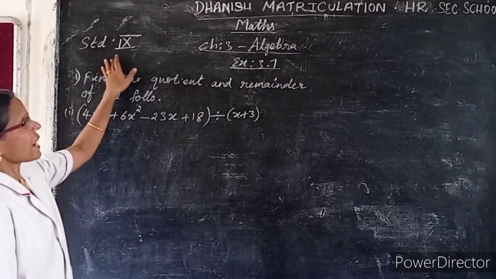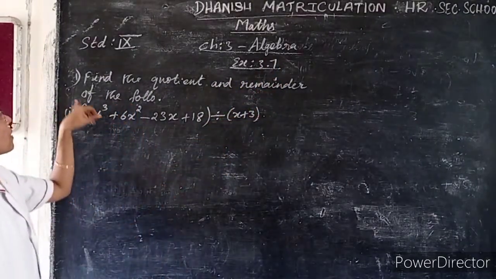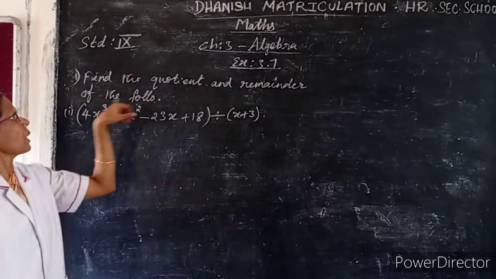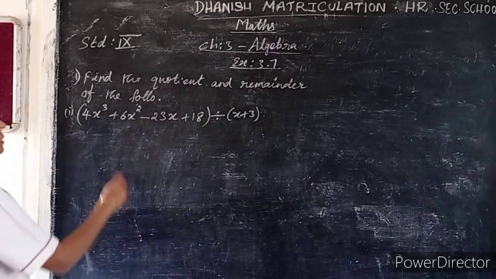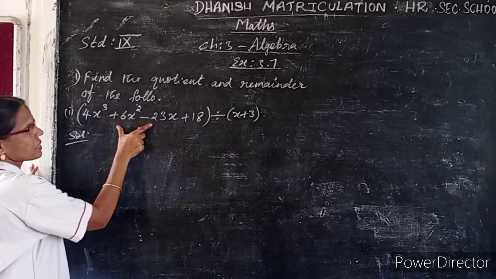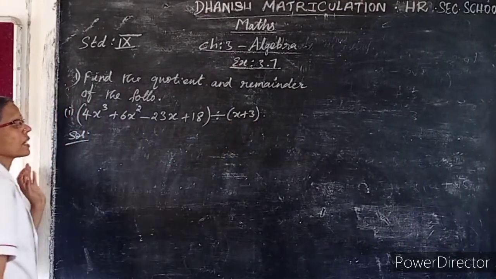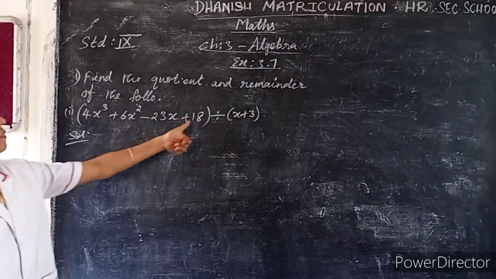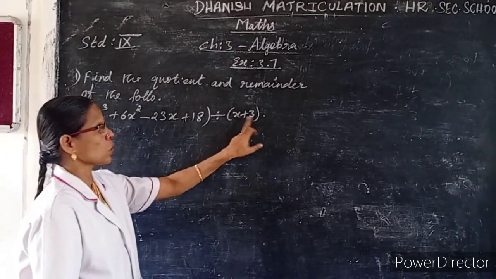Hi students, this is 9th Maths, Chapter 3 Algebra, Exercise 3.7. Find the quotient and remainder of the following by division method. First write this is a dividend polynomial, this is divisor polynomial. Dividend polynomial contains 1, 2, 3, 4 terms. Divisor polynomial contains 2 terms.